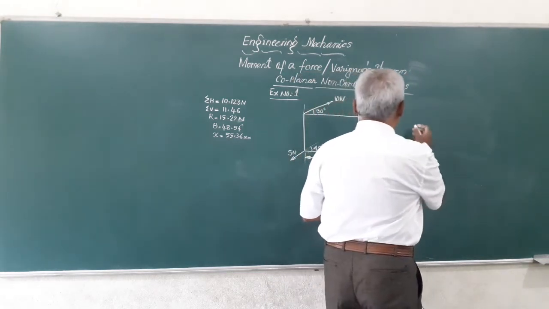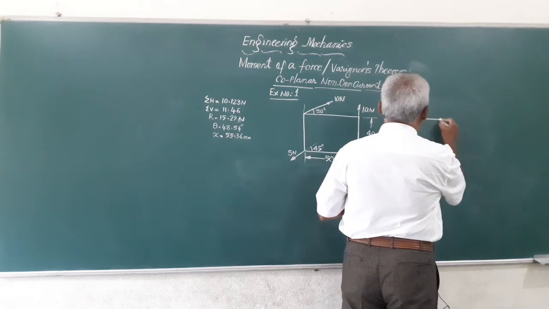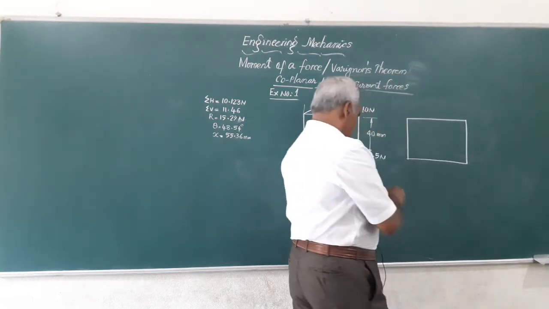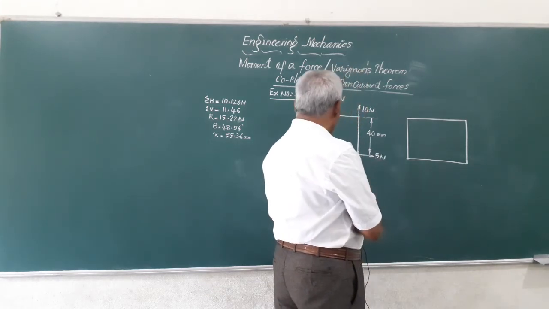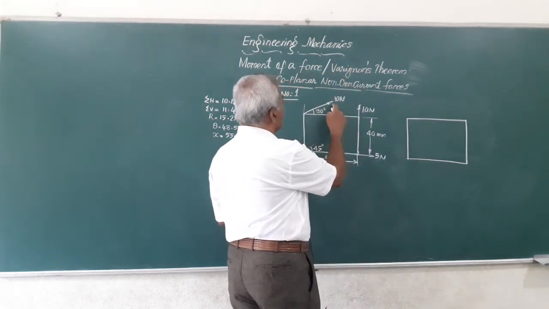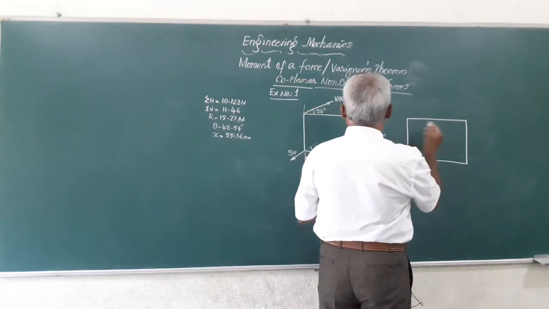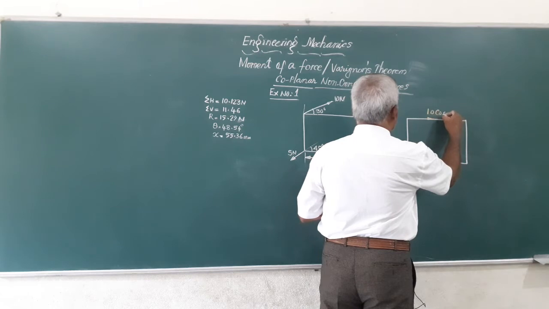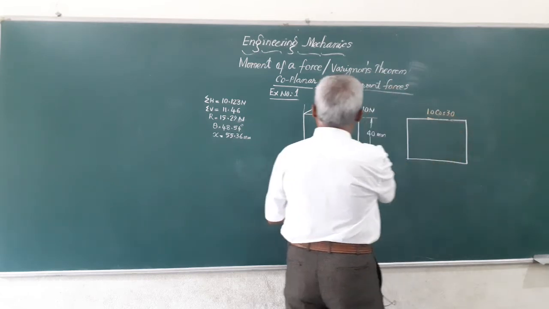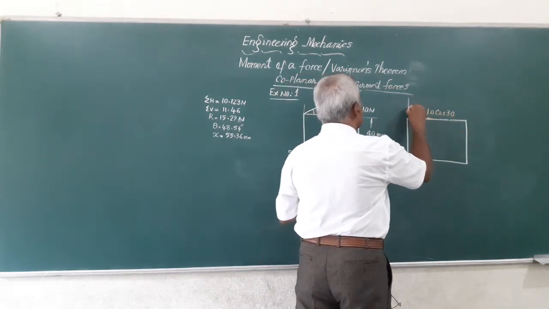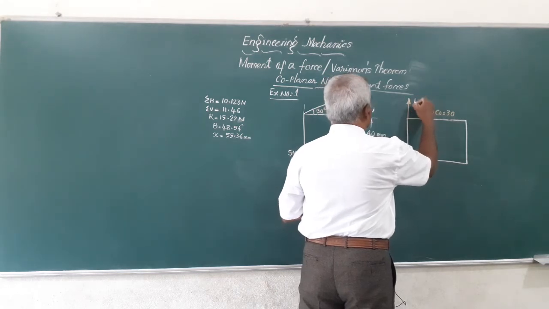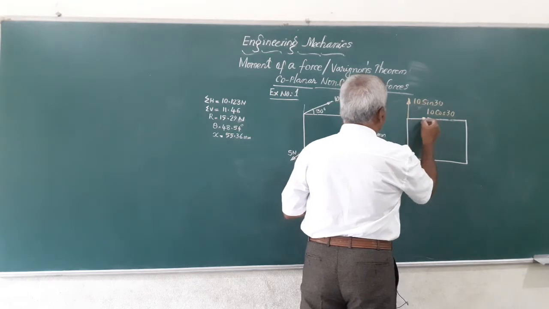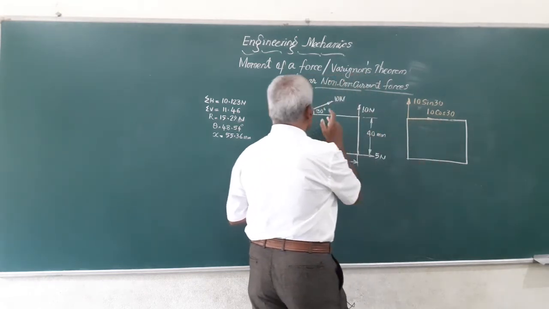So friends, I will redraw this plate again with the forces split in the x and y directions. If you take this 10 Newton at 30 degrees, it will have a component of 10 cos 30 in the horizontal direction and 10 sin 30 in the vertical direction. The horizontal component is 10 cos 30.